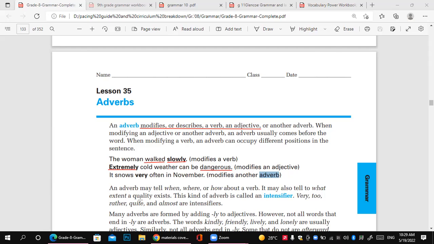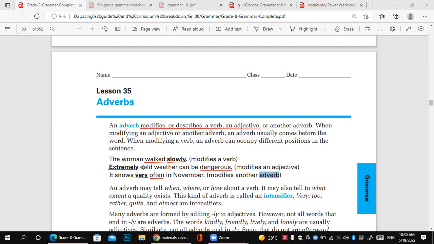The third example: it snows very often in November. Where is the adverb? The adverb is very. Very what? Very often. So what is the adverb here? The adverb is often. So here, very often, it modifies another adverb. What is the other adverb? Often is another adverb, and very is also an adverb.